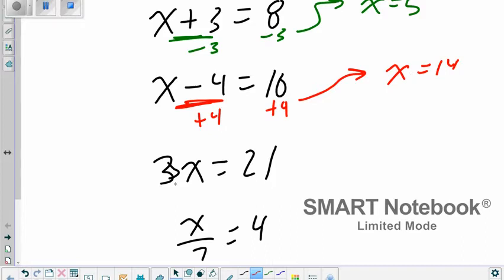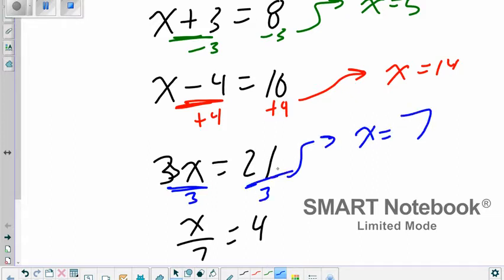This is multiplication. So to undo multiplication, we're going to do division, and that yields us with an answer of x is equal to 7. And the last one, this is division, so the opposite of division is multiplication. This is the most basic math, and that leads x to equal 28.